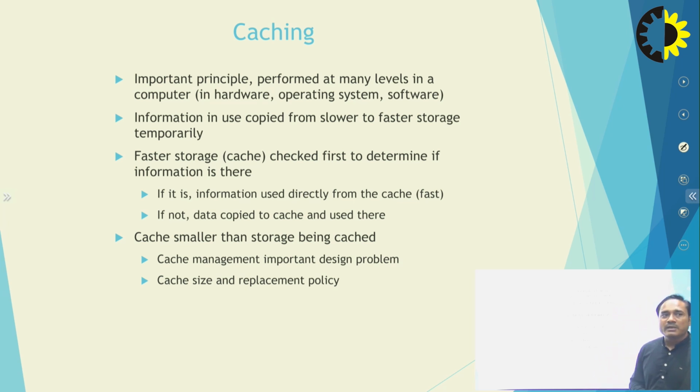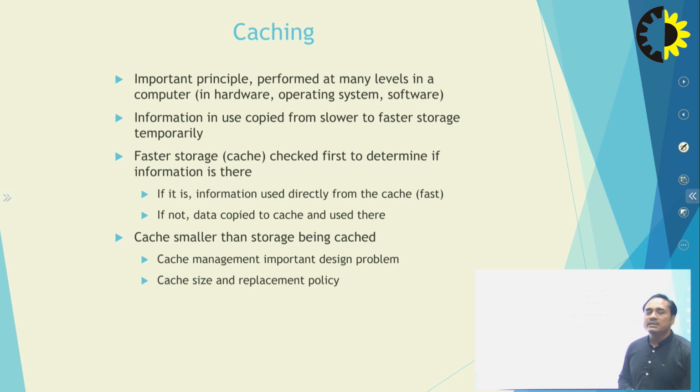Check first to determine if information is there or not. If the information is there, it is used directly from the cache, and that is fast. If not, data is copied to the cache and used there. So first, if data is in the cache, you can directly use it and the speed is fast. If data is not in the cache, you first copy the data into the cache, then you can use the data. Cache is smaller than the storage being cached.